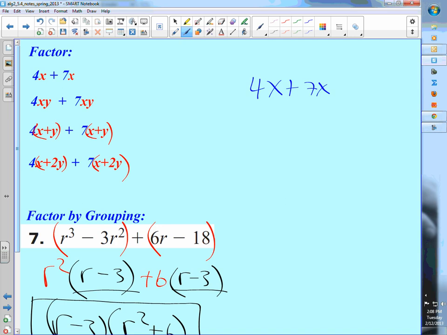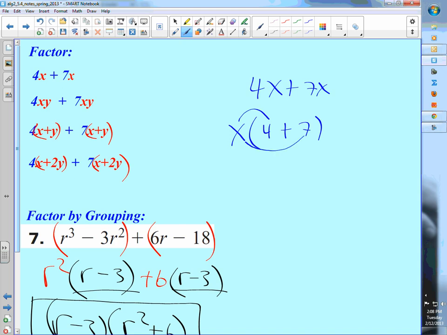What's in common there? If you pull the x out, what would you have left? 4 plus 7. Not that you would ever do that. You would just combine them right from the get-go. How come we didn't write x squared there? The reason why it's easier to see here, when you distribute it, everyone gets the x.